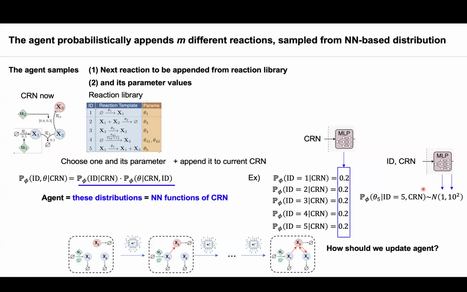I'm trying to understand what the conditional probability means. The ID and zeta conditioned on CRN. Is it kind of like the probability that a certain ID plus CRN satisfy some kind of condition? It is something like, if you look at this, it means that currently we have this CRN, and for the next reaction, we will pick reaction 5. Then what is the probability distribution of this zeta 5?